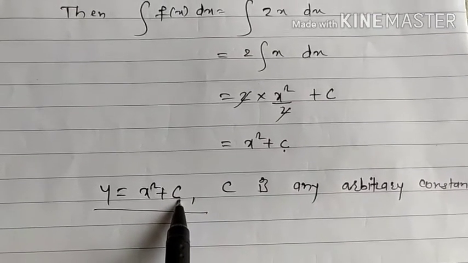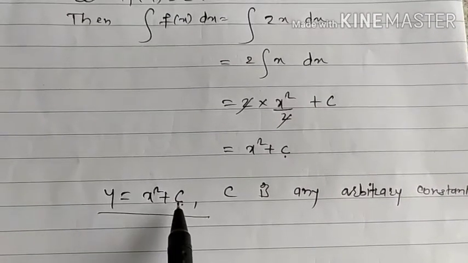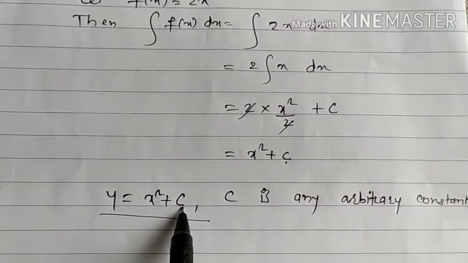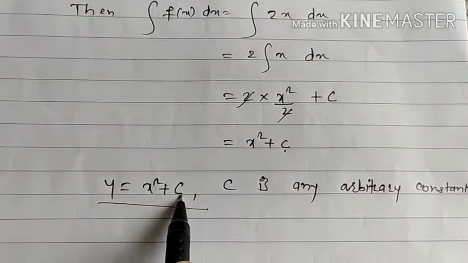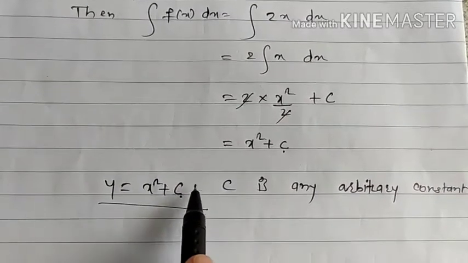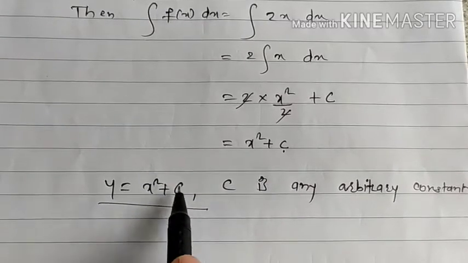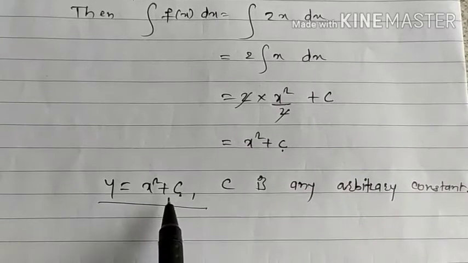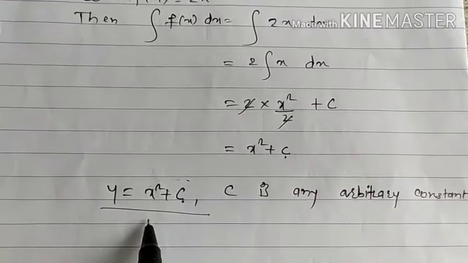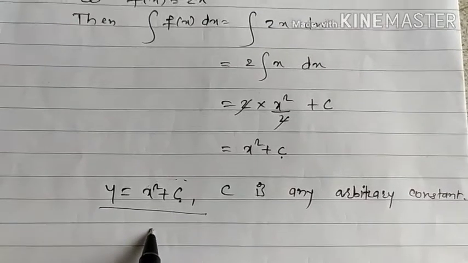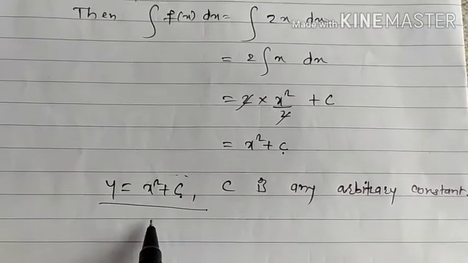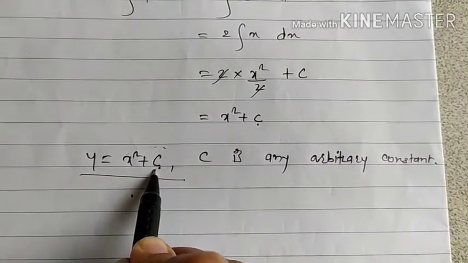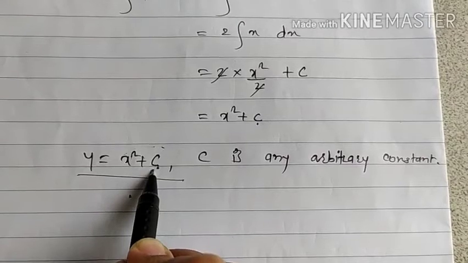Like if c takes 0, we will get y equals x square. If c is 1, x square plus 1. So by assigning different values to c, we get different members of the family. This together means taking all constants 0, 1, 2, 3: x square plus 0, x square plus 1, x square plus 2, that is the x square plus c form. These all together constitute the indefinite integral. In this case, each integral represents a parabola with its axis along the y-axis.